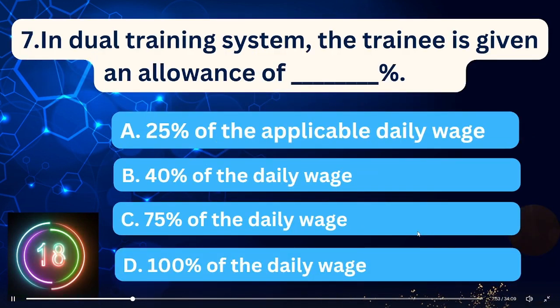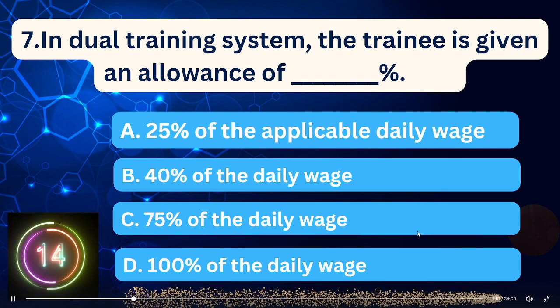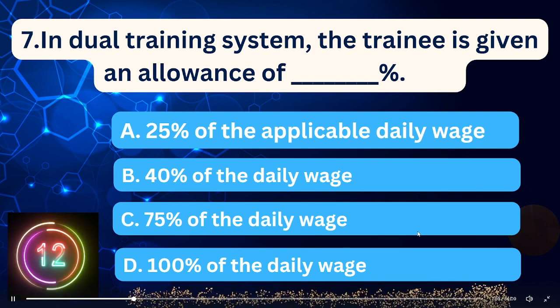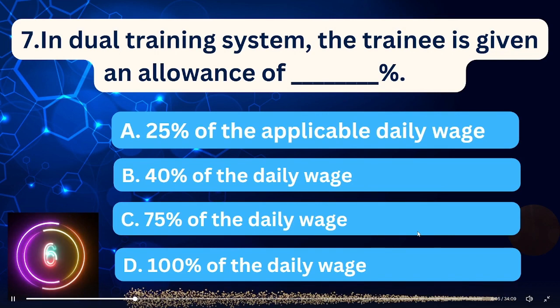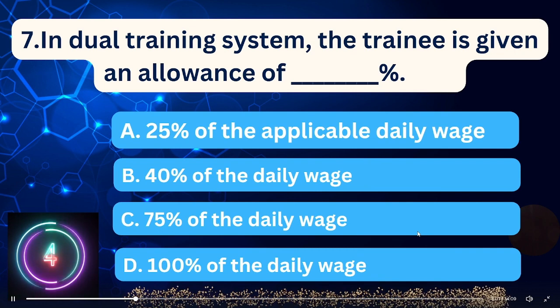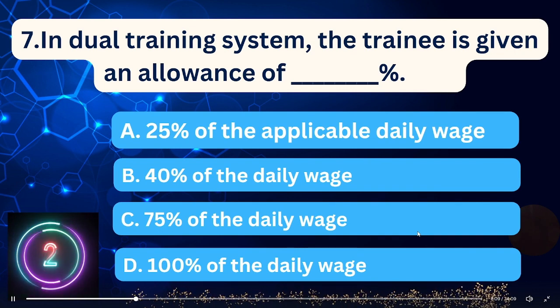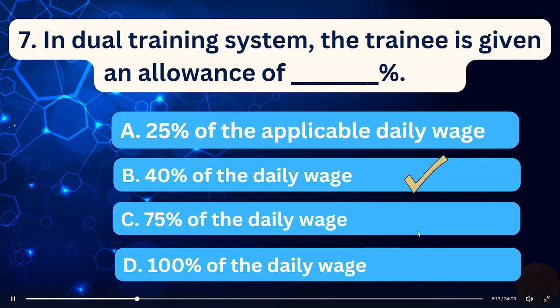Number 7, in dual training system, the trainee is given an allowance of blank percent. A. 25% of the applicable daily wage. B. 40% of the daily wage. C. 75% of the daily wage. And D. 100% of the daily wage. The answer is letter B, 40% of the daily wage.